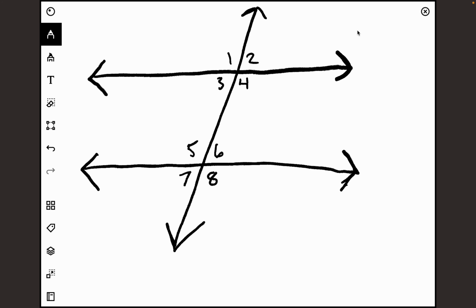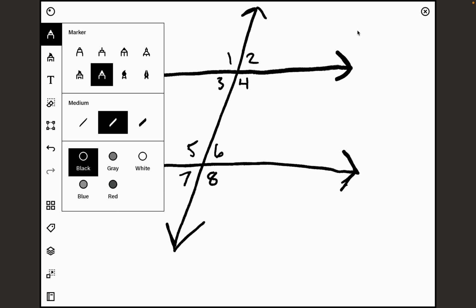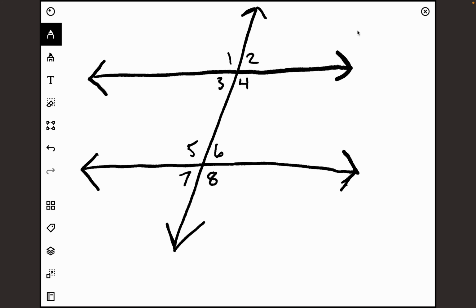Okay, there's a lot of supplementary angles in here. And then there's quite a few vertical angles as well. Okay, so you'll see those. But there's also different ways that we can identify congruent angles. Okay, so I'm going to go ahead and change the color of my pen.